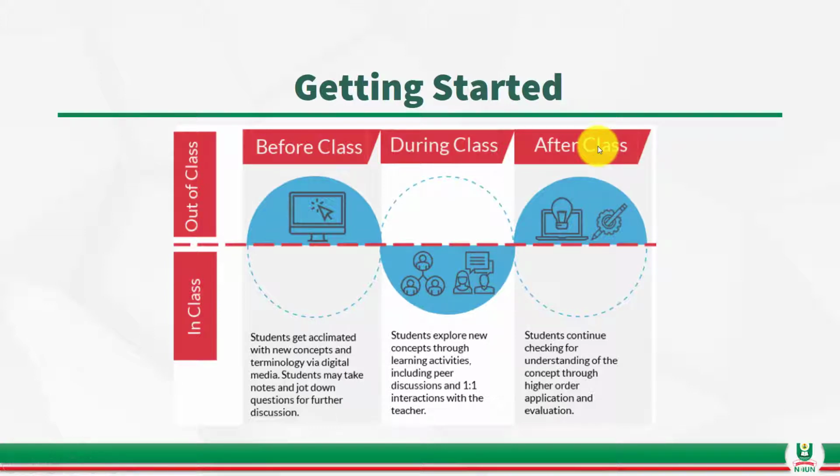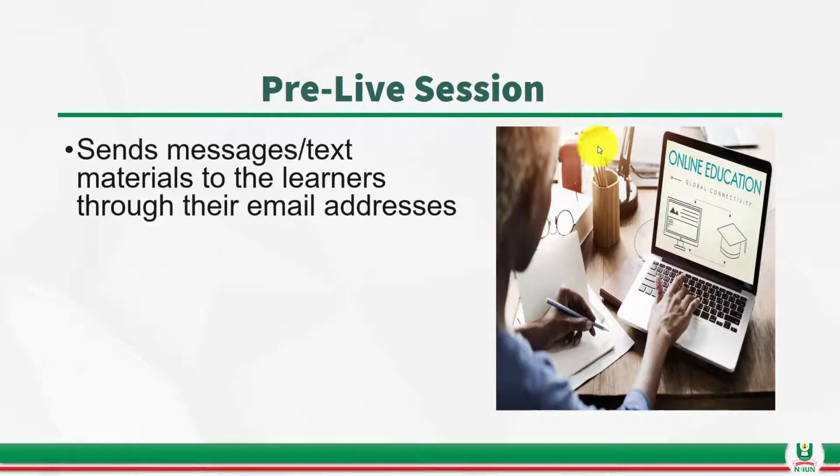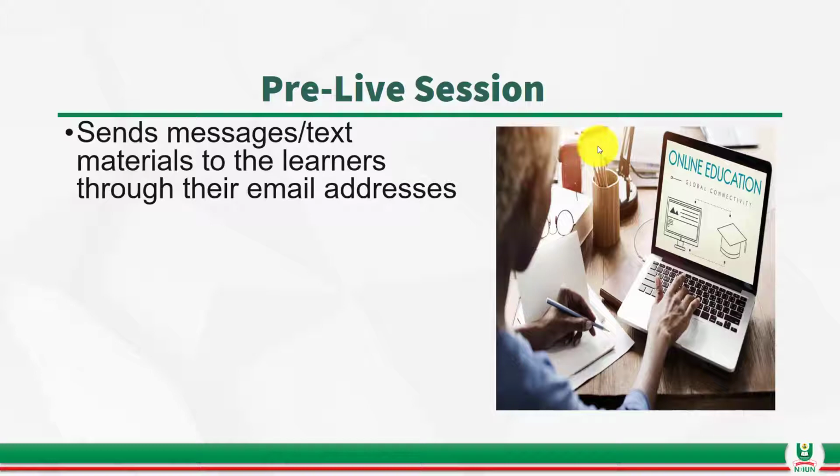So I will quickly go through these stages, then I will take you to the course page to show you how you can do that by setting up your course appropriately in line with this. Now, the pre-live session, you should be able to send messages or text materials to the learners through their emails. So you inform them, you give them content ahead, you can send to their emails. I will show you how to do that on your course page as well.